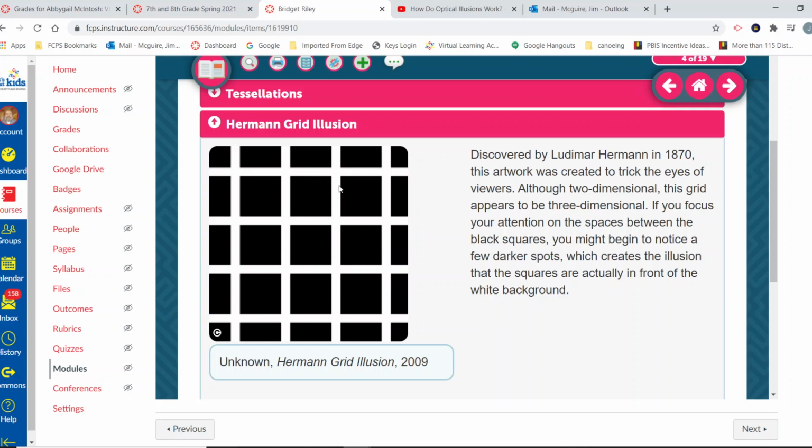The illusion is that if you look at any one particular spot, we can see there's just a white cross here. But in our periphery, where we're not looking directly at it, we see dark gray squares develop. We also get the impression that these black boxes are on top of the white space instead of the two just existing in that space together.